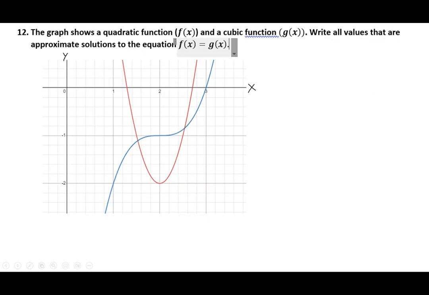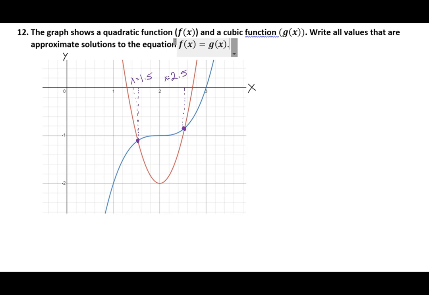Number 12, the graph shows a quadratic function and a cubic function. Write all values that are approximate solutions to the equation. So this just means you want to find where they intersect. Okay. So this is approximately x equals 1.5. This is approximately x equals 2.5.